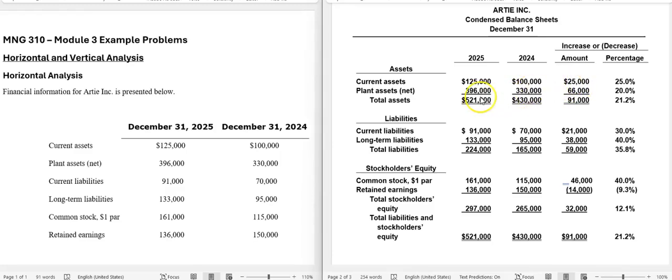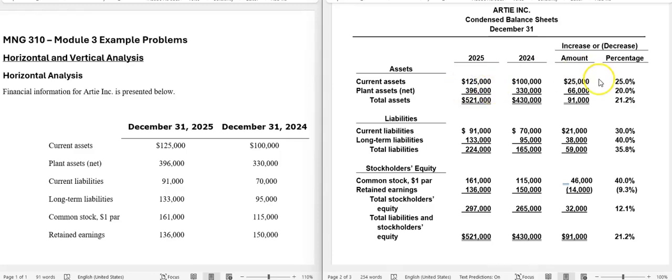Okay, we're doing that line by line, looking at the dollar difference between the 2 years. And all of these are increases except for retained earnings. 2024's ending retained earnings went down by the end of 2025. So we can see down here that there is a bracket which indicates a decrease. Okay, so the first step is to come up with the dollar amount of changes horizontally from one year to the next.